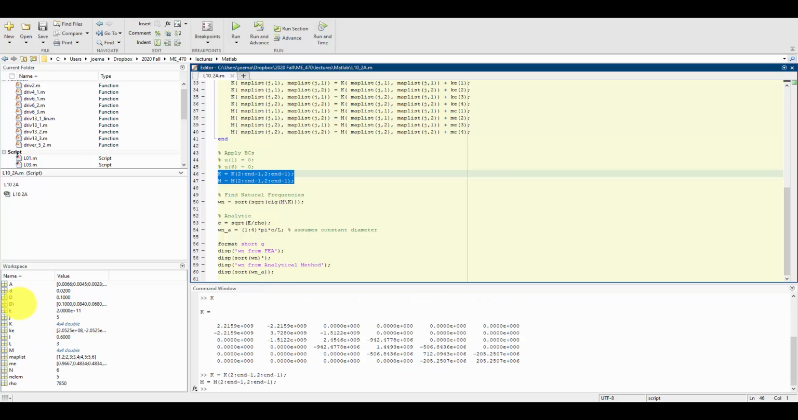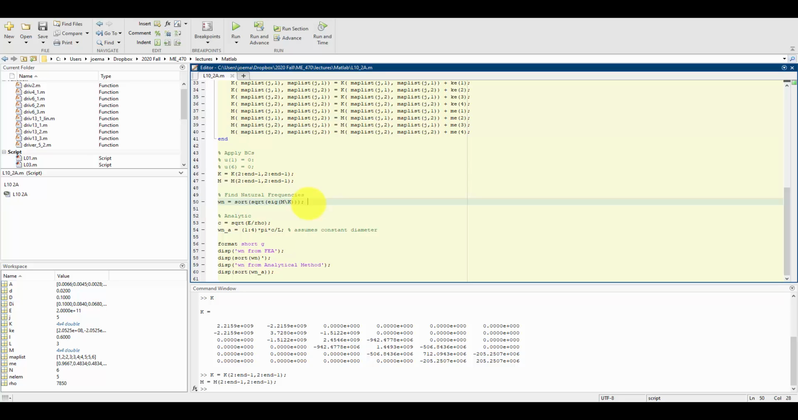So if I run 46, 47, now we see in the workspace K is now only a 4 by 4, M is only a 4 by 4. It was 6 by 6, took away 2 degrees of freedom that were fixed displacements, and we're down to 4 by 4. Which means, even though we started with 6 degrees of freedom and 6 by 6 matrices, since it's been reduced to 4, we can only find 4 natural frequencies. And we're going to see that they're not that close when we examine this problem further, but we can only even get 4 of them now.